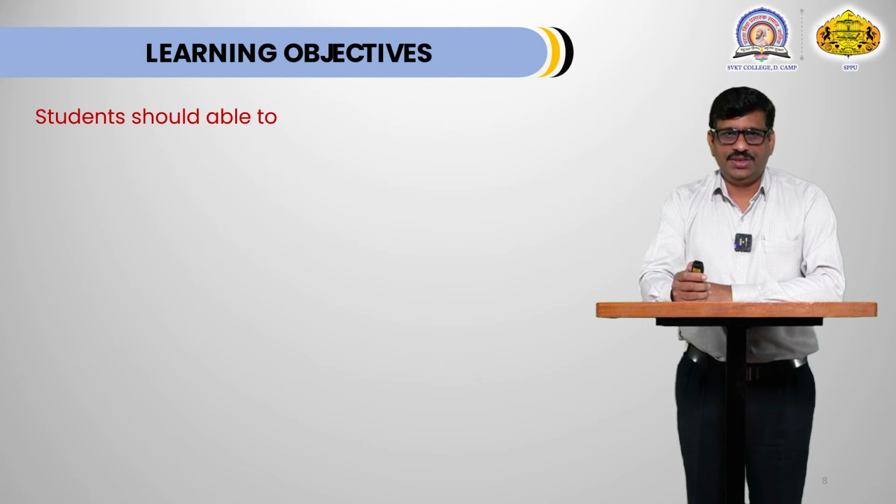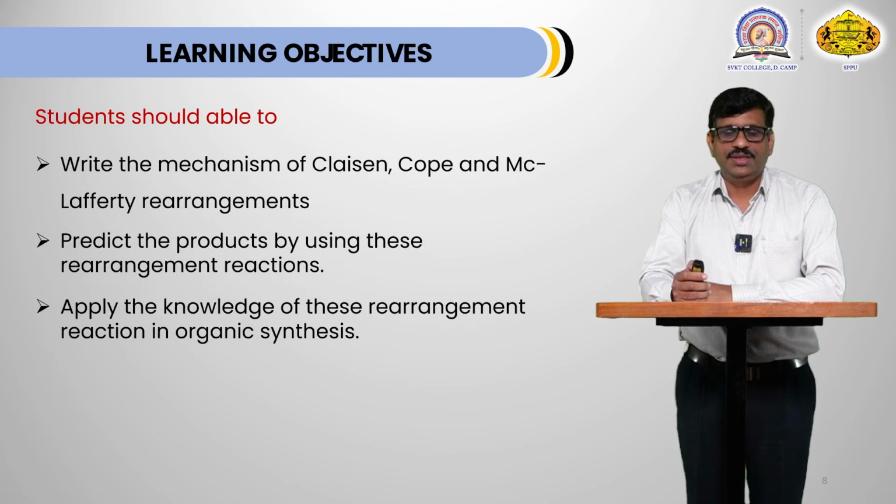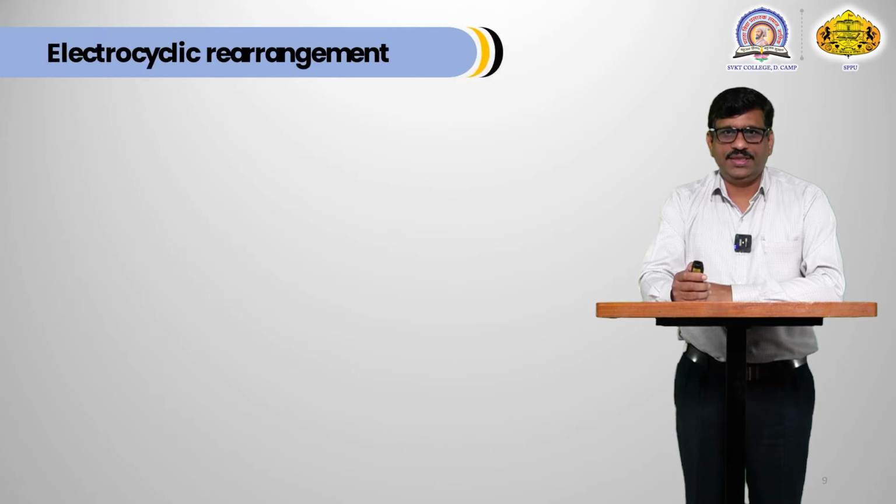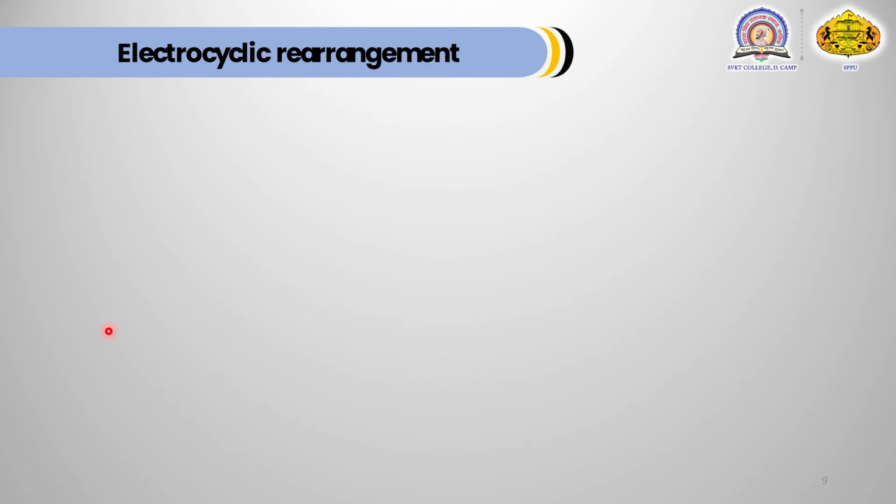At the end of this session, students should be able to write the mechanism of the Claisen rearrangement, the Cope rearrangement, and the McLafferty rearrangement. They should be able to predict the product by using these rearrangement reactions, and apply their knowledge of these rearrangement reactions in organic synthesis. Students, let's start with electrocyclic rearrangement.